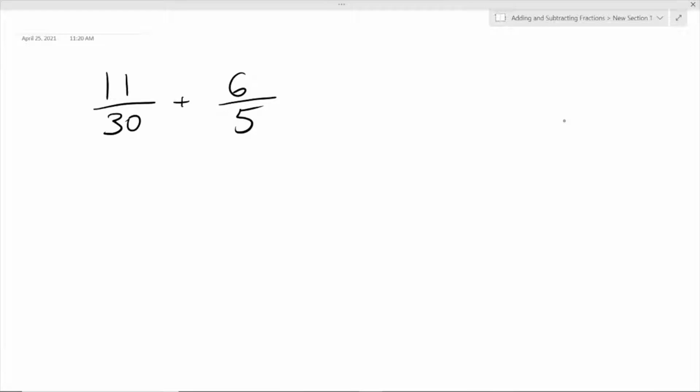Today I'm going to be showing you how to add and subtract fractions. So say we have an example that looks something like this. To add and subtract fractions, we need a common denominator.